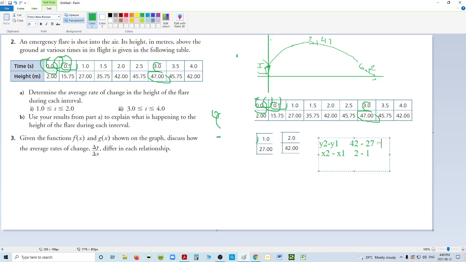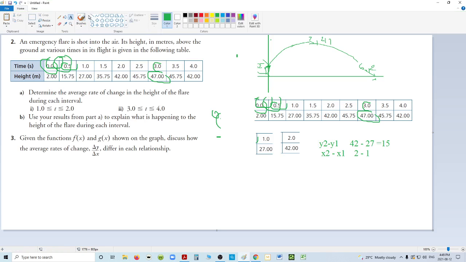What's 42 minus 27? It is 15. And what's the bottom? 1. So 15 divided by 1 is 15. Positive 15. So we can see on its way up, we get a rate of change of 15. So it's definitely a fairly steep slope here.